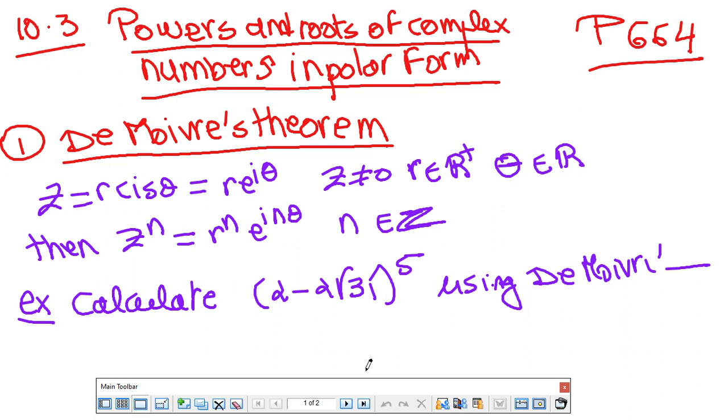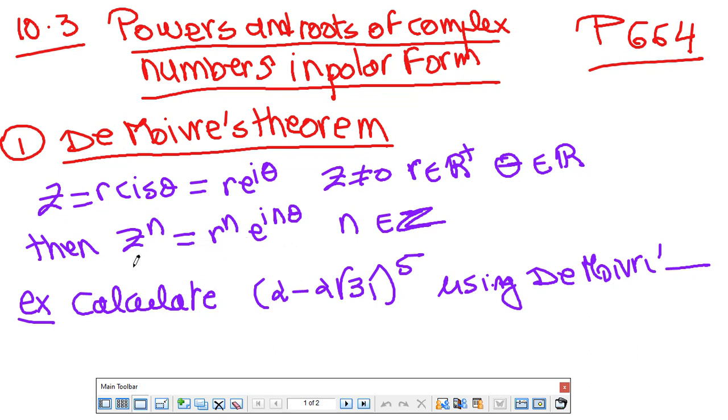We are in the last lesson of this chapter, 10.3: powers and rules of complex numbers in polar form. We start with De Moivre's theorem. If you have a complex number z in polar form, z equals r cis theta, or I can also write it in Euler's form, re^(i theta), with z not equal to 0 and r positive, because r is the distance, the length, and cannot be negative, then z^n is equal to r^n e^(i n theta).